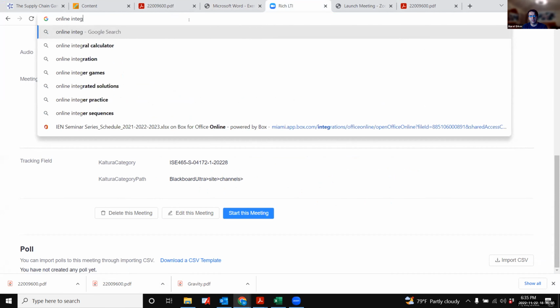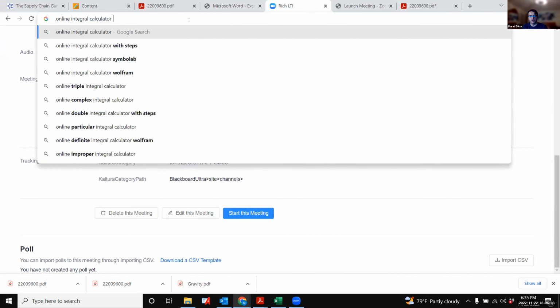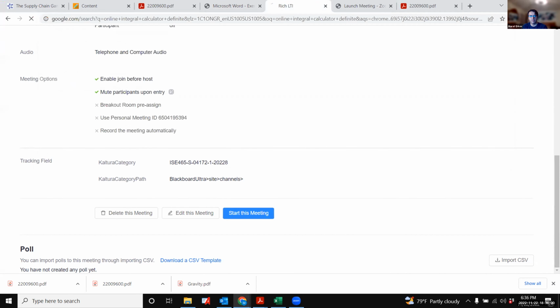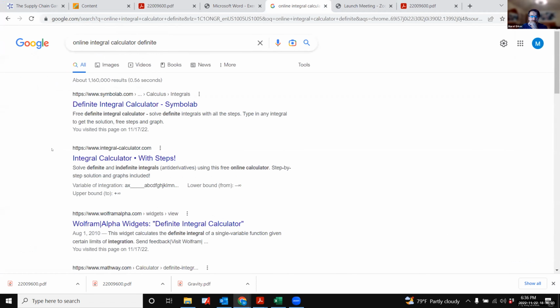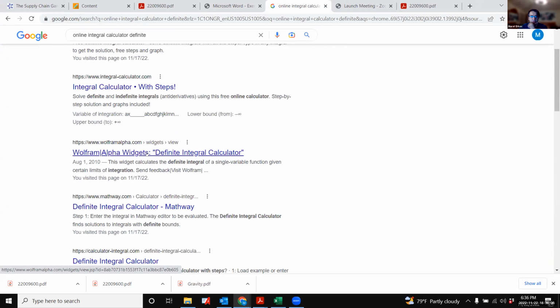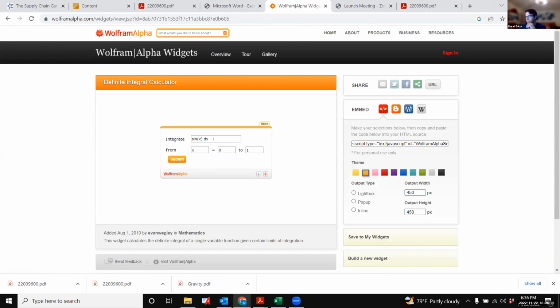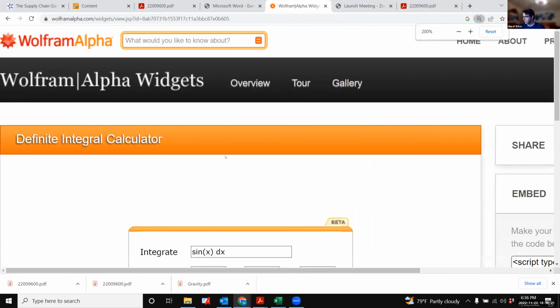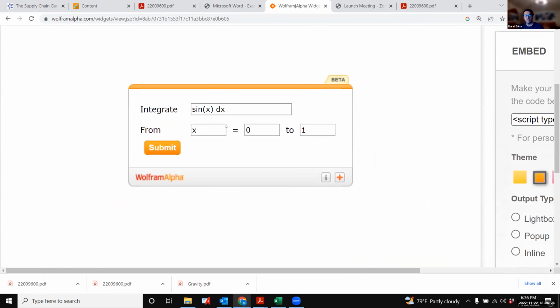Integral calculator, right? Definite. And I like the one that's by Wolfram. All right, so here I'm going to insert my function.